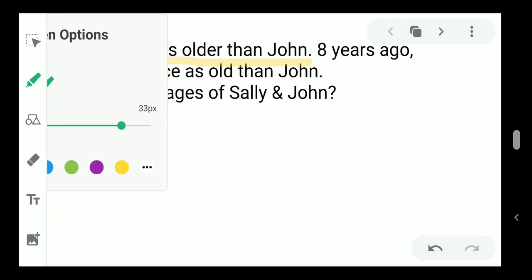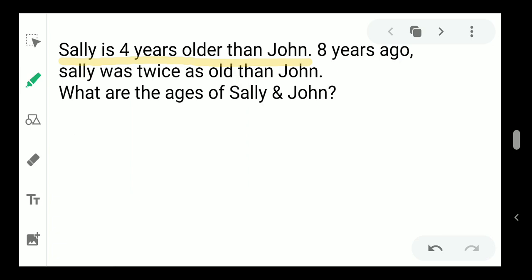Already in my last video I told you that some components are there in a question. One is reference, one is condition. Now how to deal with this condition and reference? Here we can see that there are two conditions. One is the first one, and the second is Sally was twice as old as John 8 years ago. So how to combine these two conditions to create an equation? That we have to think first.